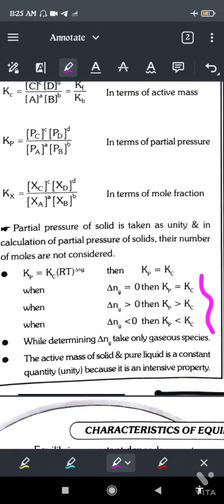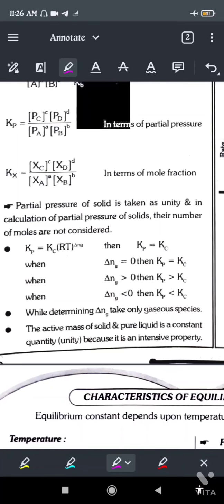When del n equals 0, then Kp equals Kc. And when del n is greater than 0, then Kp is greater than Kc. And when del n is less than 0, then Kp is less than Kc. Note down this point: while determining del n, take only gaseous species. During the calculation of del n, we have to consider only the gaseous species.